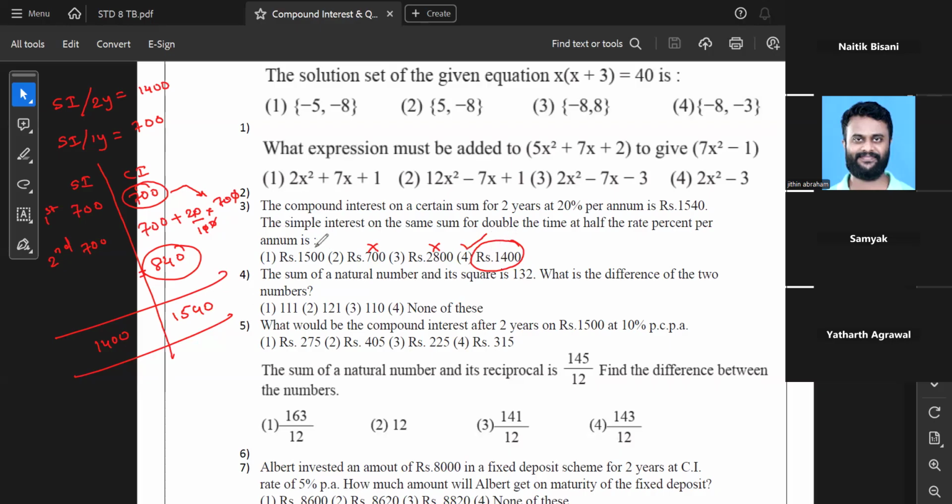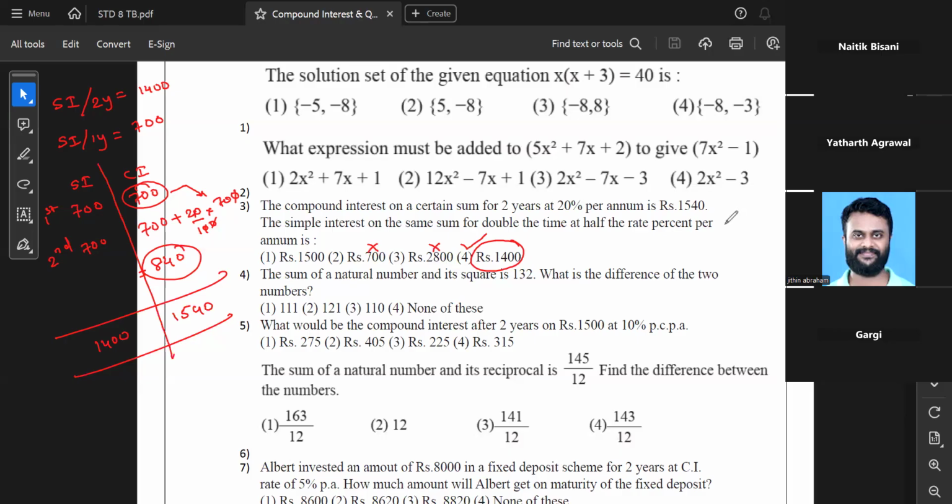Instead of considering 1400, if you would have considered 1500, you would not have got the correct answer. I'll show you. Not a problem. I can give you a demo. So 1500, if we divide it by two, first year it was 750 and the second year was also 750. So the total simple interest will be 1500.